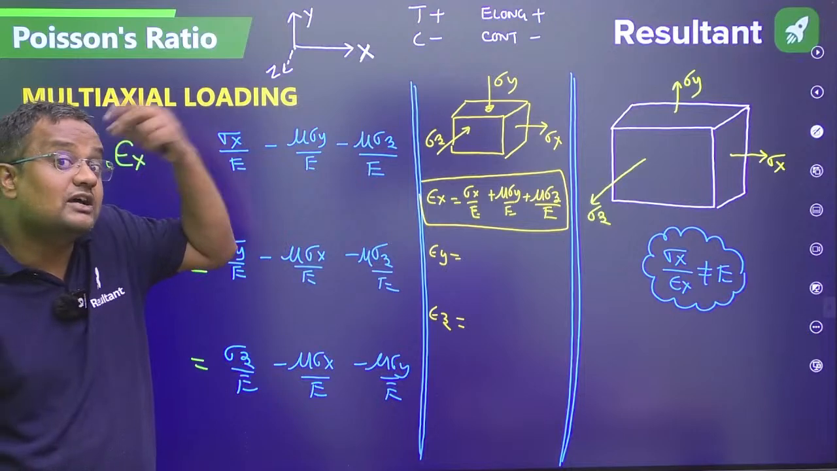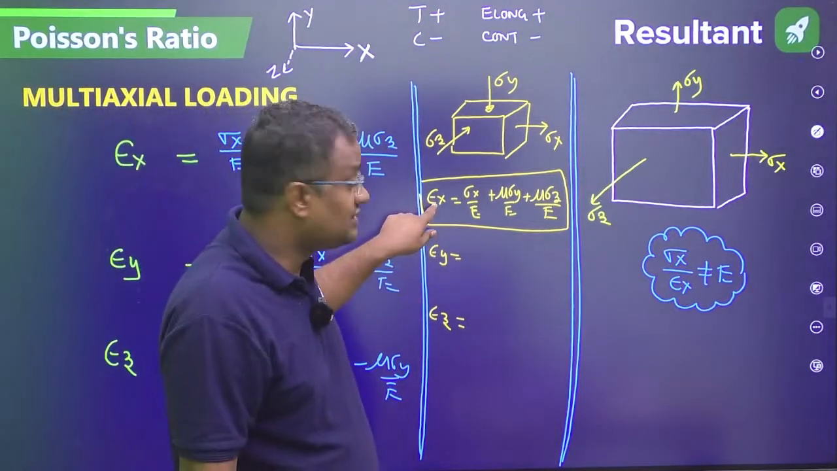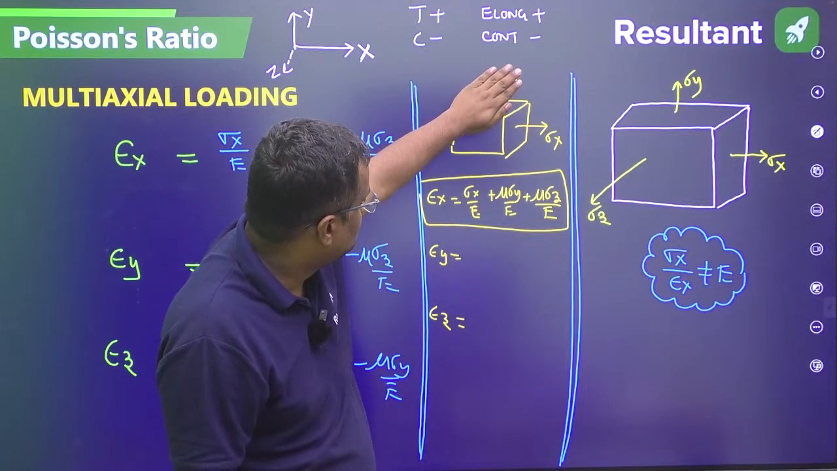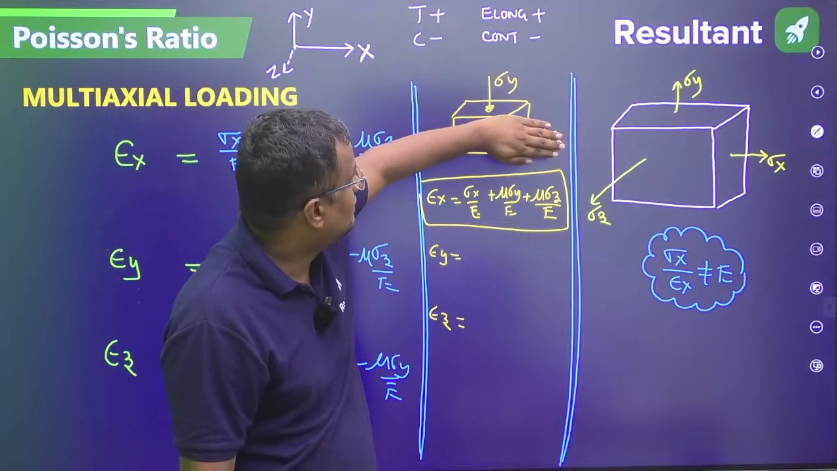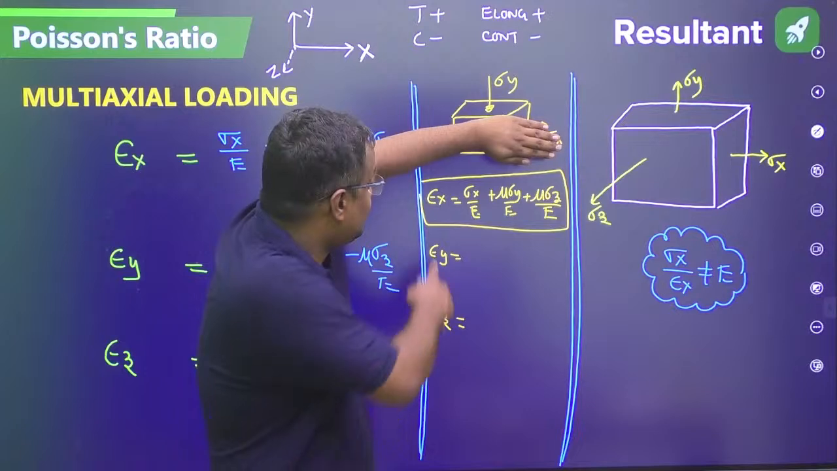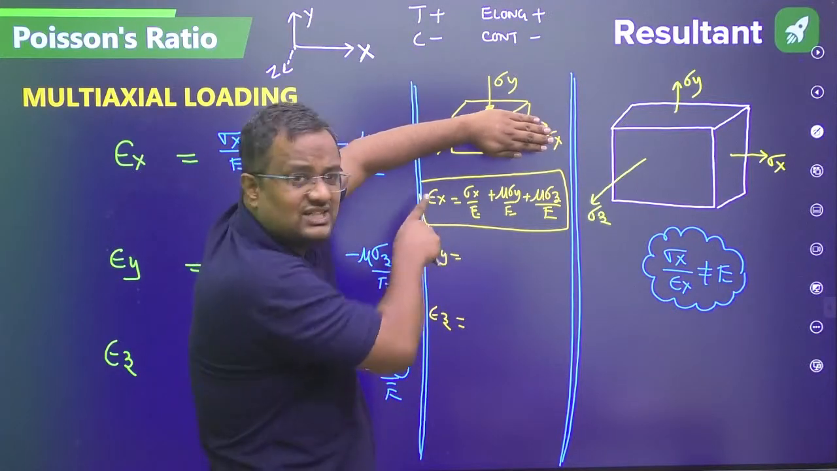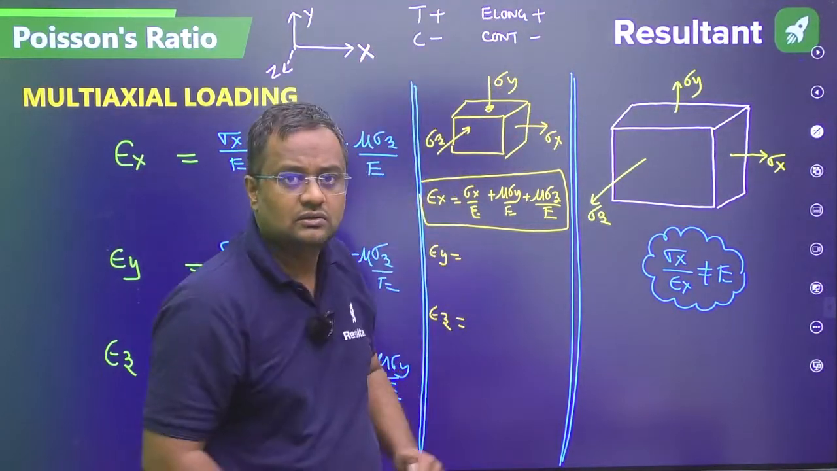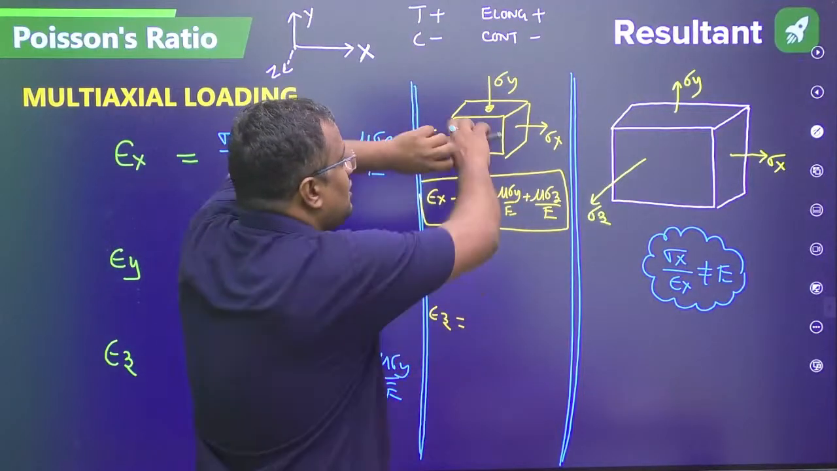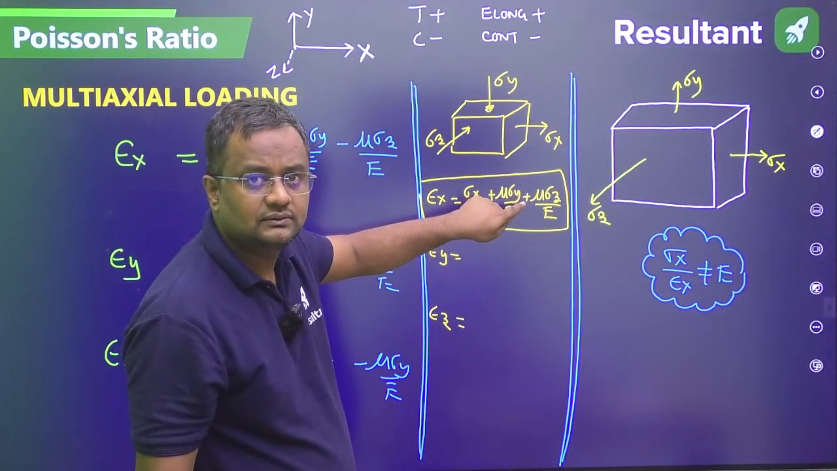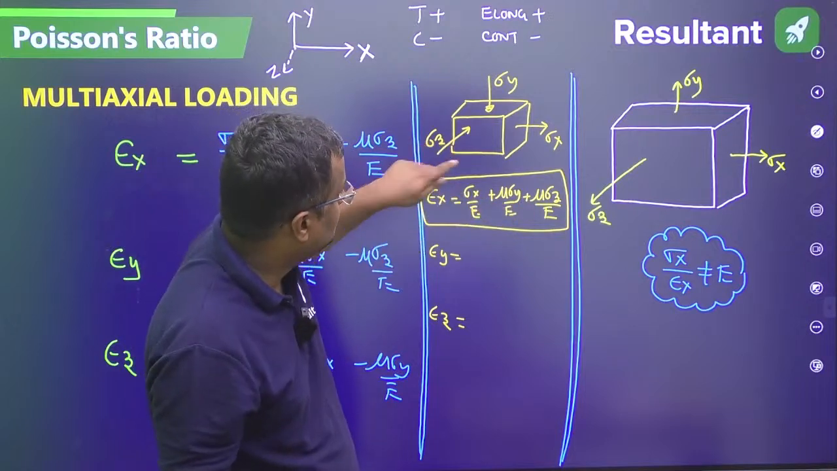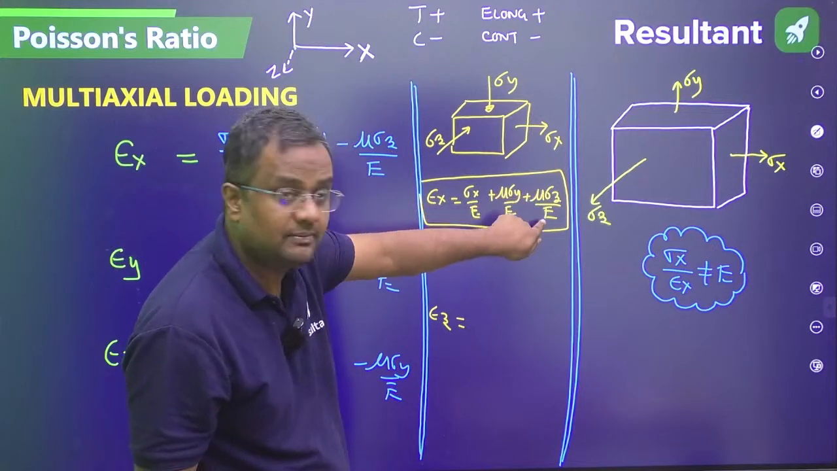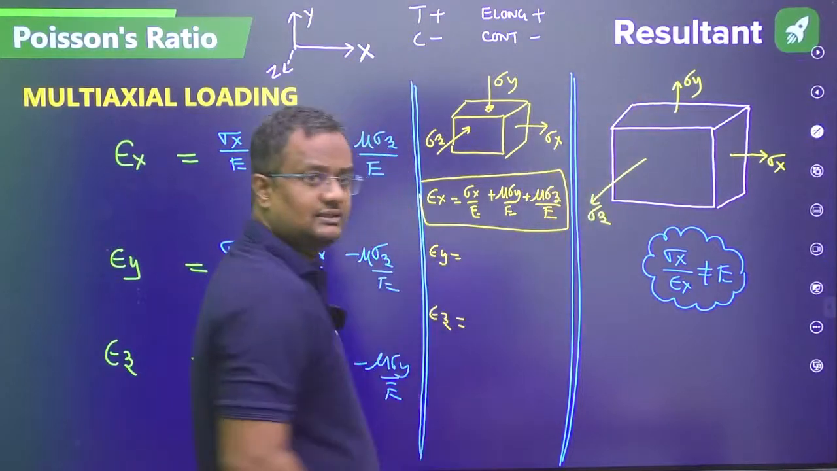The other way is by logic. In x direction, leave these two; due to sigma x it will be sigma x by E. Now leave these two; due to sigma y in x direction it is mu times, so mu sigma y by E. Apply the logic: if it is compressing here, it will be elongating here, so plus. Similarly for z, due to sigma z in x direction it is mu sigma z by E, and if I am compressing here, it will be elongating like this.